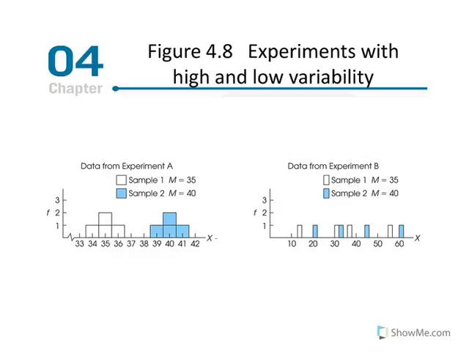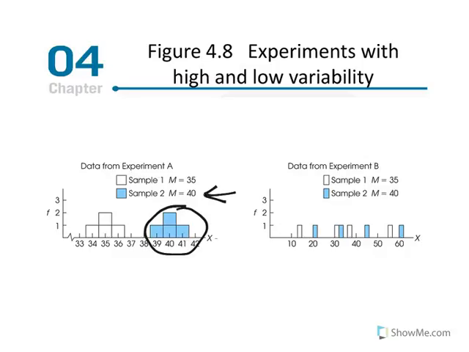So here's a visual of what I'm trying to convey to you: experiments with high and low variability. For experiment A, let's say this is in relation to treatment for depression. We have a group of individuals before treatment, those in the blue here. Before treatment, on average, they experience 40 episodes of depression each week. This average of 40 comes from this part of the distribution. It's quite a small sample, but nonetheless, this is the average.